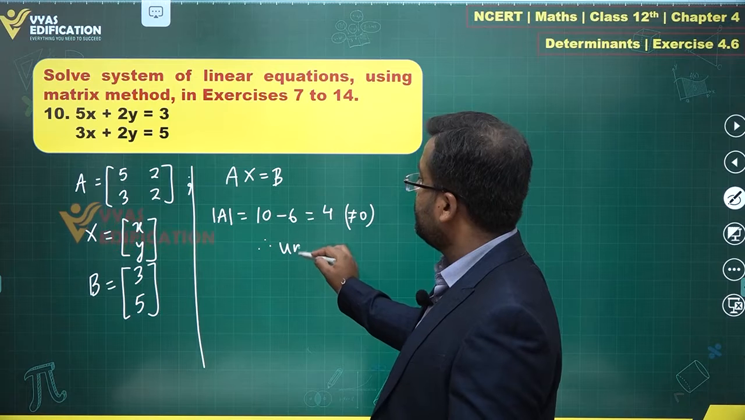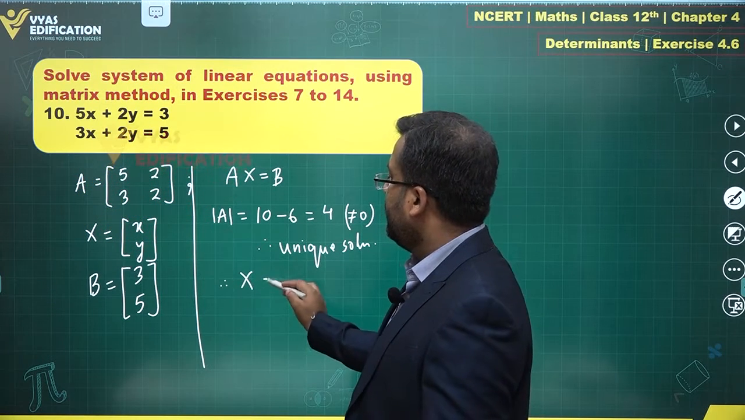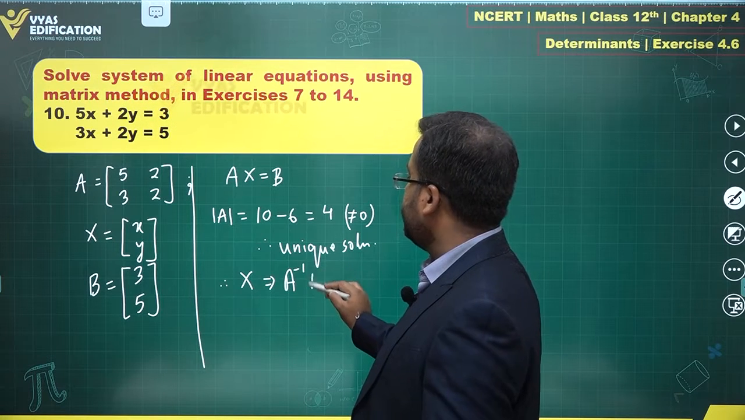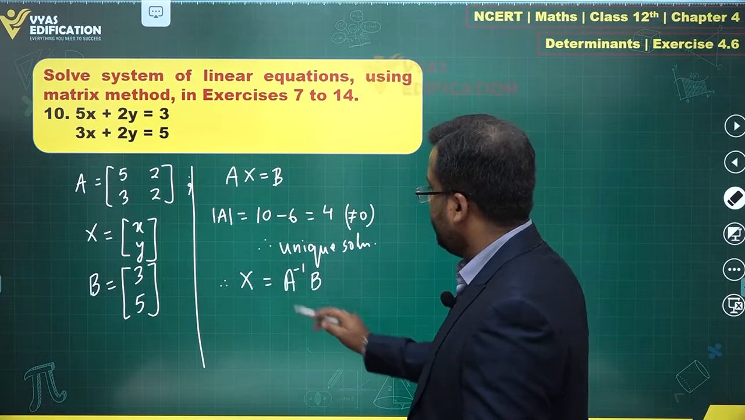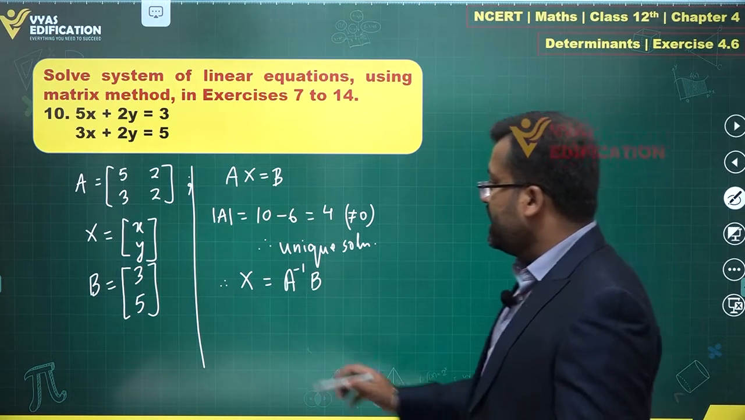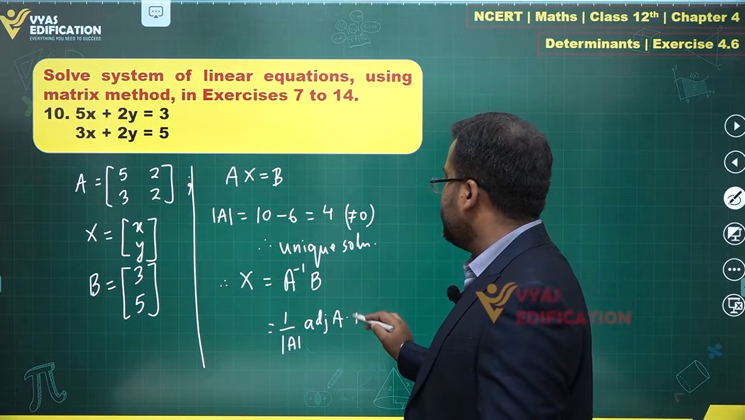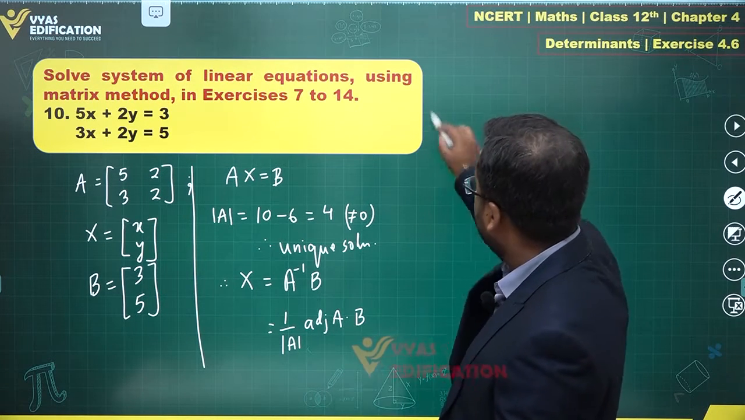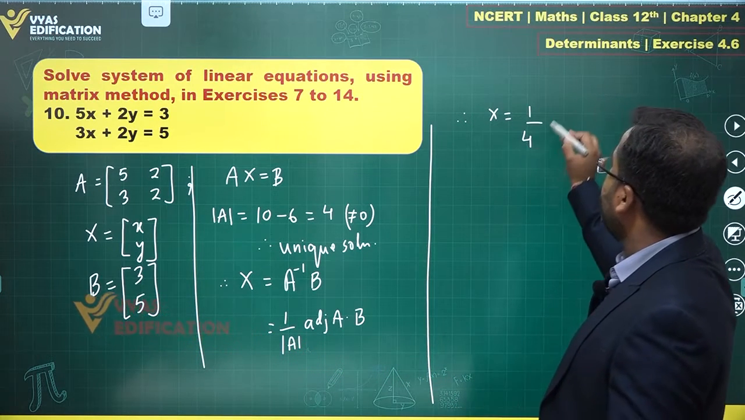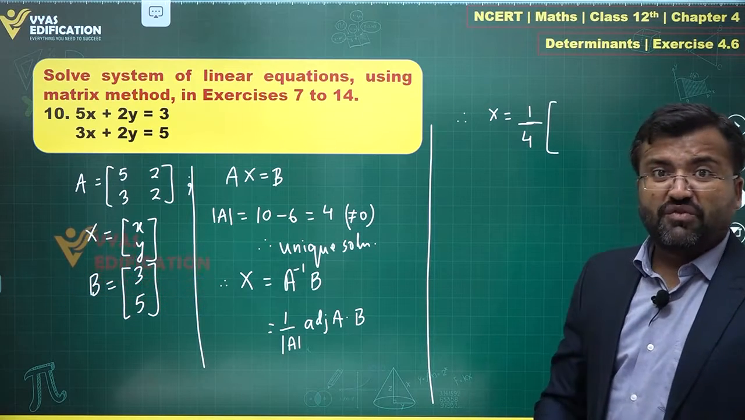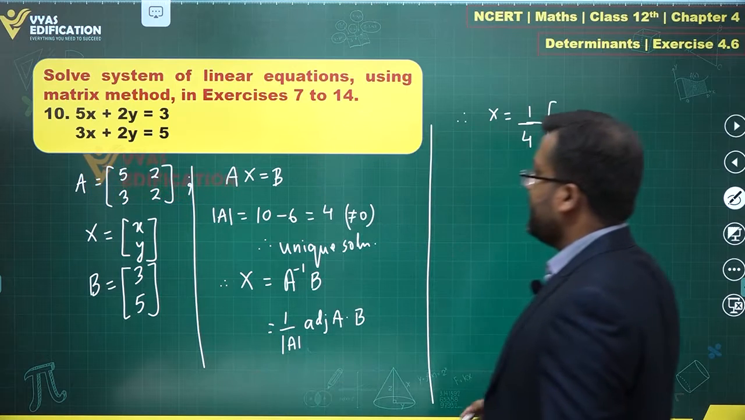Therefore, unique solution. And what is that unique solution? That is the value of X. X equals A inverse times B. And what is A inverse? A inverse is 1 upon determinant of A times adjoint of A. Okay. Therefore, X equals 1 upon determinant of A, which is 4, times adjoint of A times B. Adjoint of A is pretty simple. Yes, we have been finding adjoint of A for a very long time now. For a 2 by 2 matrix, 5 and 2 interchange, and 3 and 2 will have an extra minus.